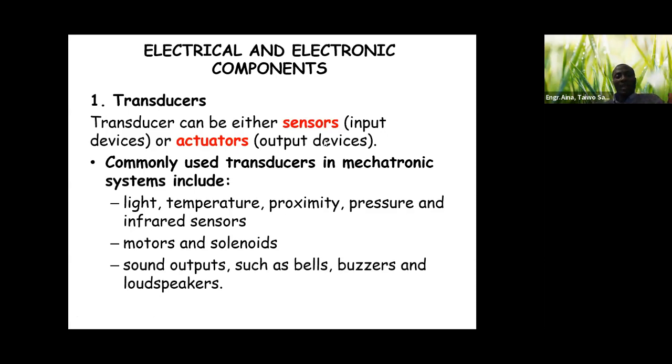So now we have a couple of these transducers in mechatronic systems. We have the lights, we have the temperature, we have proximity, we have the pressure, and we have infrared sensors. And we also have motors and solenoids. We have sound output such as bells, buzzers, and loudspeakers. So these are some of the transducers that we have in mechatronic systems. We are going to look at some of these transducers under sensors and under actuators.